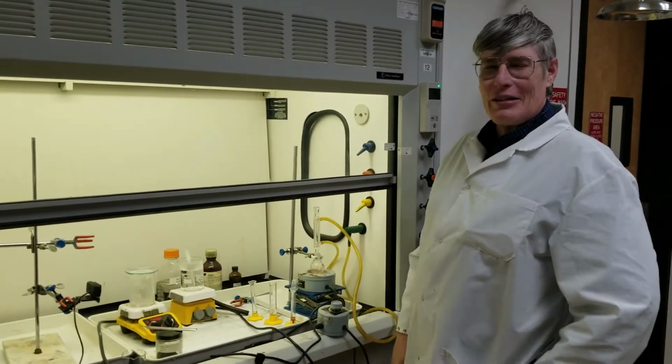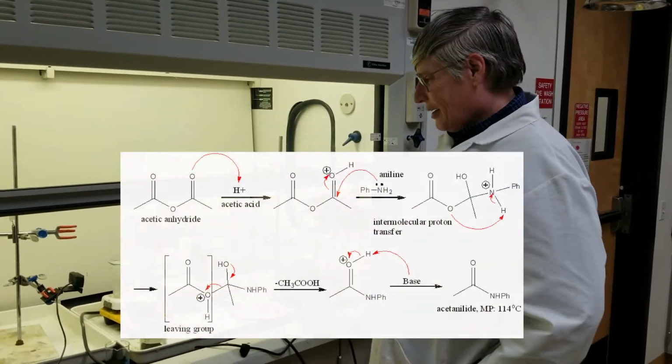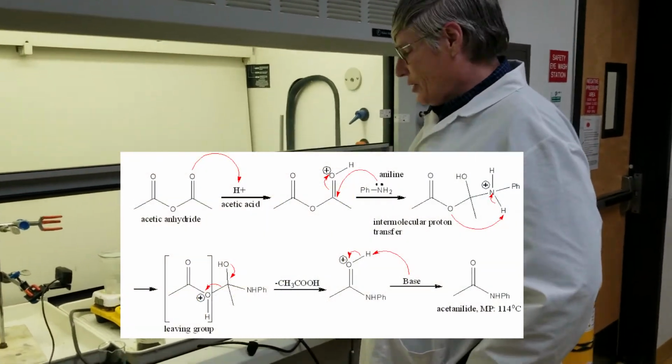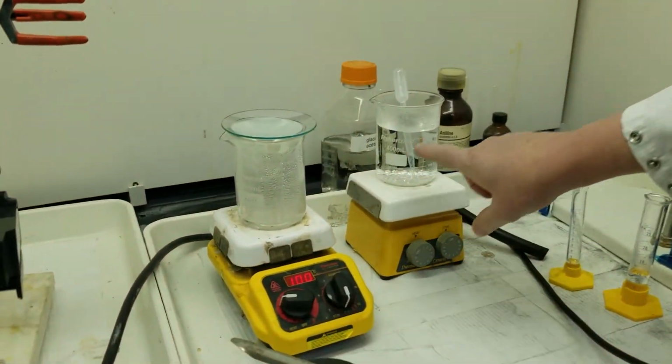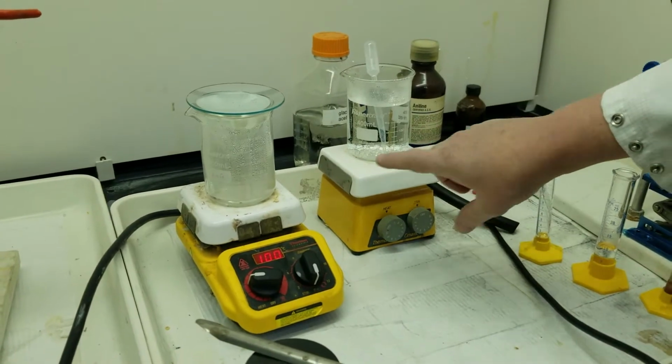Students, today we're going to synthesize acetanilide. The first thing you actually have to do when you're prepping is have one student start preparing boiling water. We're going to need a lot of boiling water today.